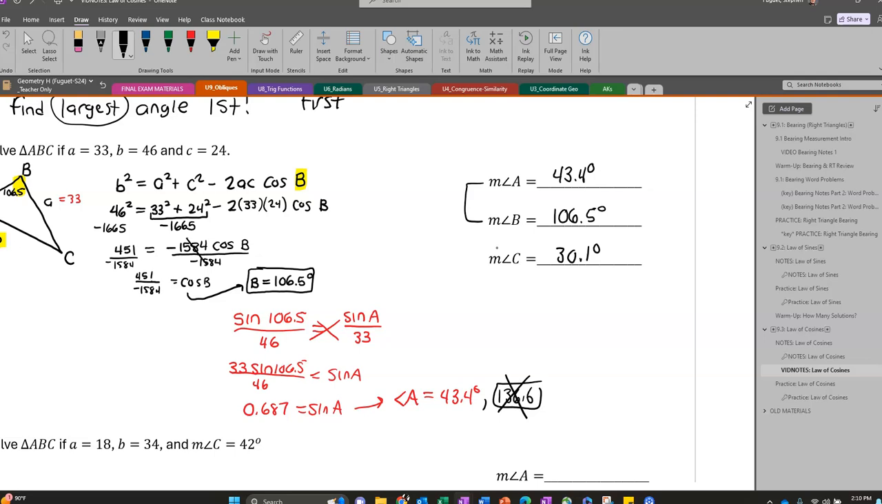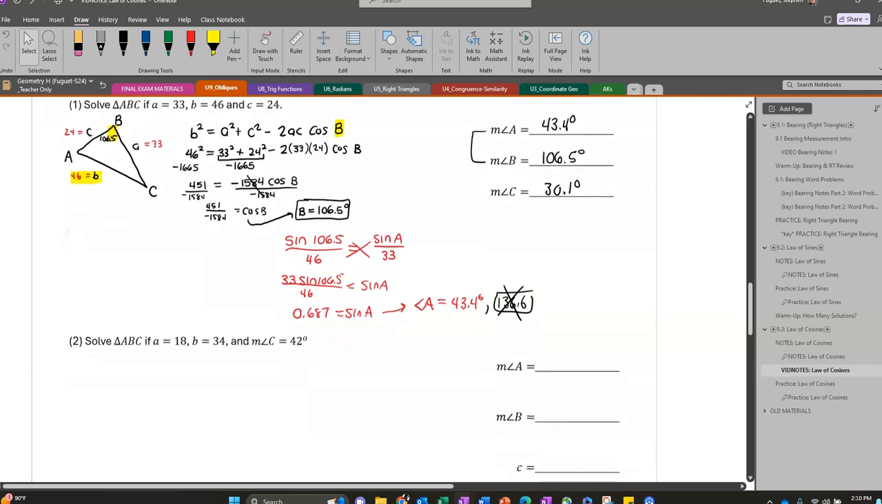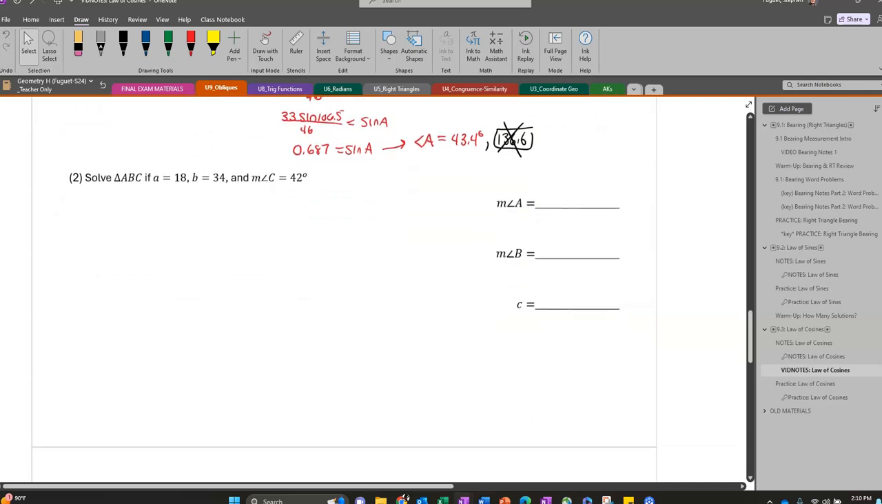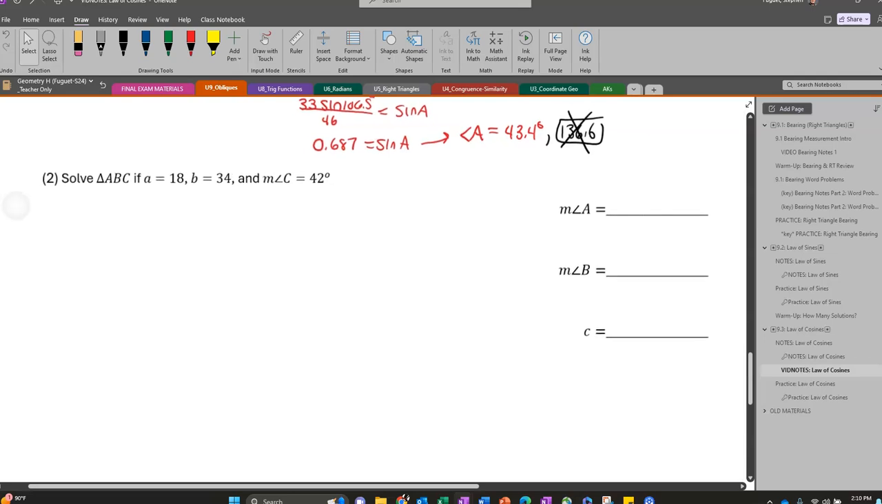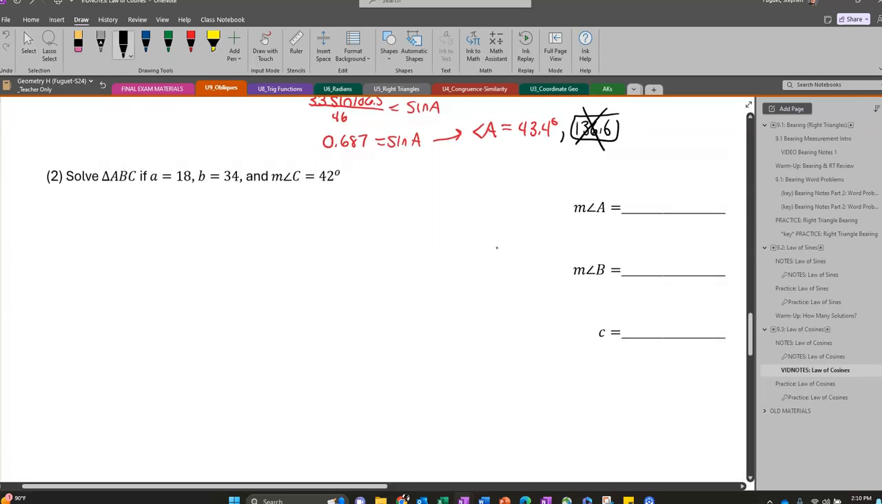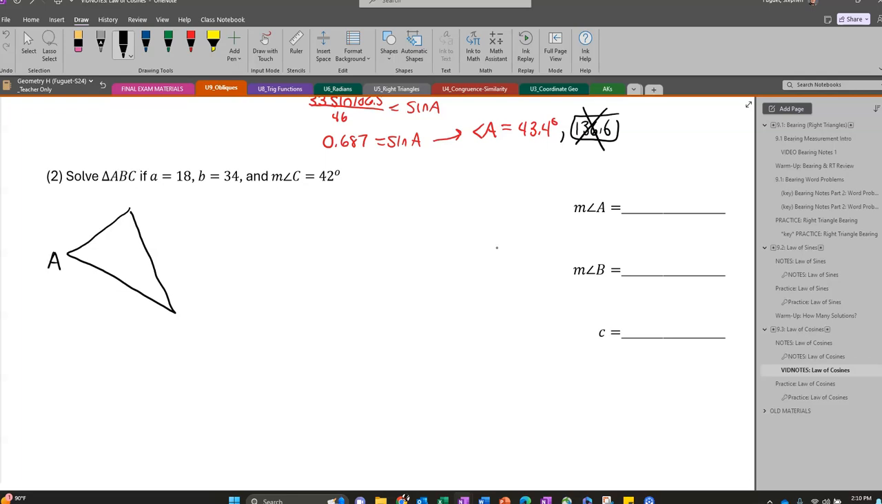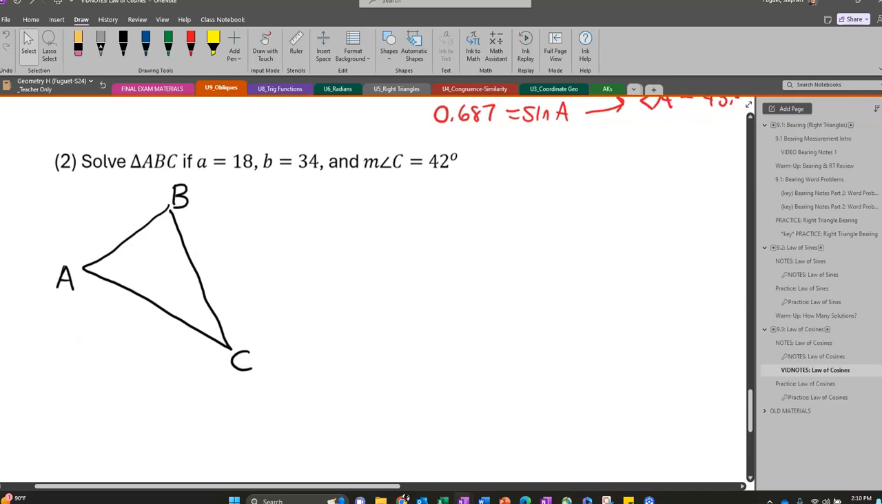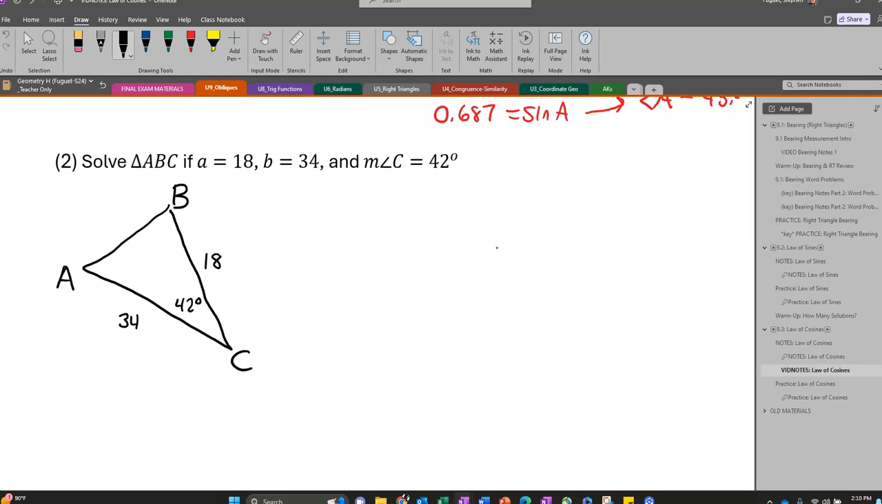Now, here's what we're going to look at for the last problem here on the video. I want you to try example 2. Now, this one's a little different, and I'm going to draw the shape, and then we're going to talk about it, and then I'm going to have you try this problem out to wrap up this lesson. So side A is 18, side B is 34, and angle C is 42 degrees. This is a side angle side situation.